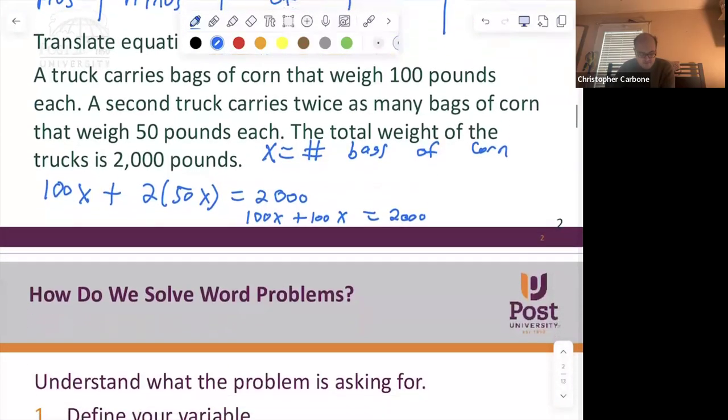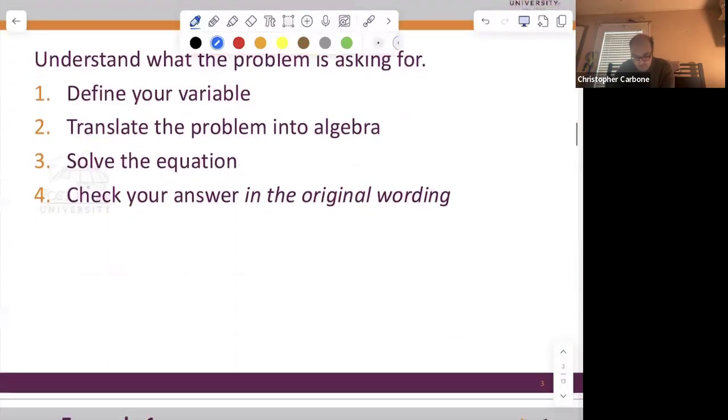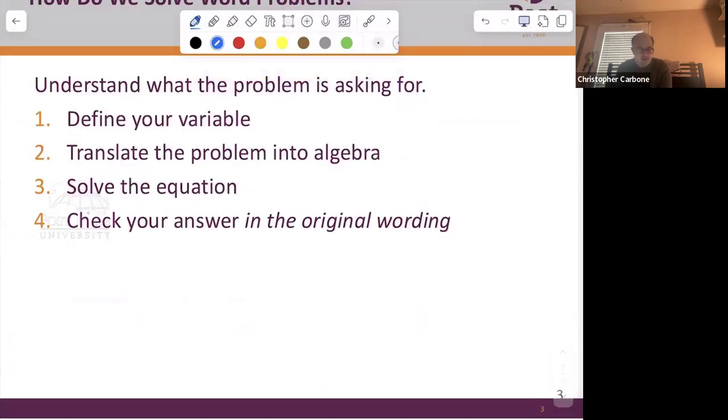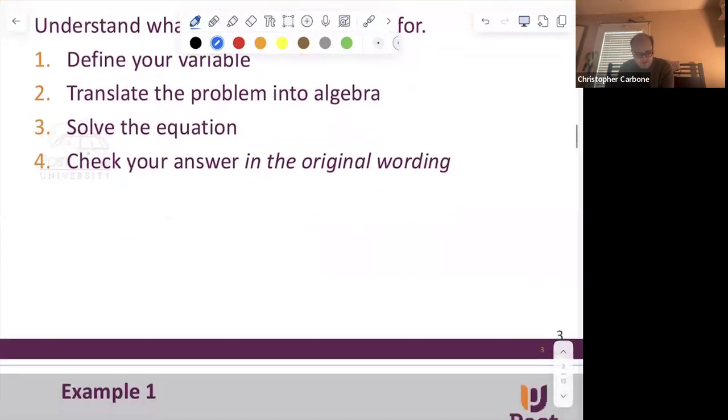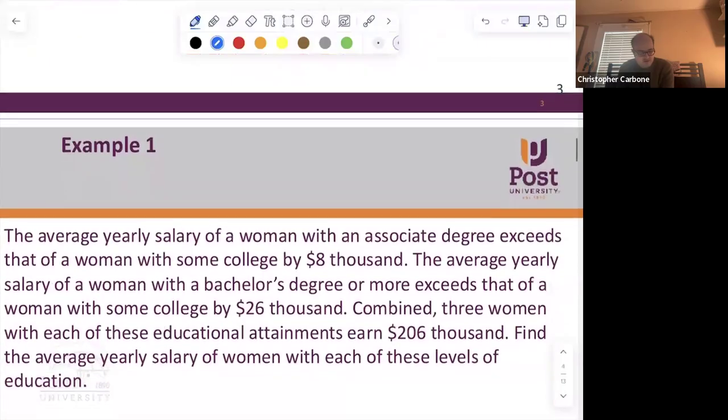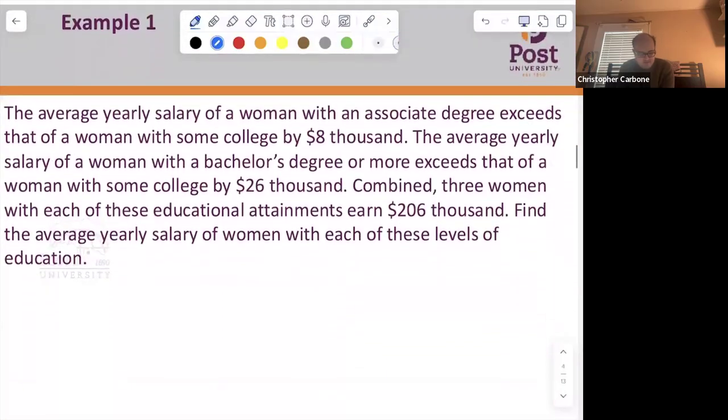So to actually solve these, the procedure that the book provides is to first understand what the problem is actually asking for, define your variable, translate the problem into algebra, solve the equation, and then check your answer in the original wording to see if it makes any sense. These shouldn't be too bad in terms of making sense, but you never know what could potentially be the case.